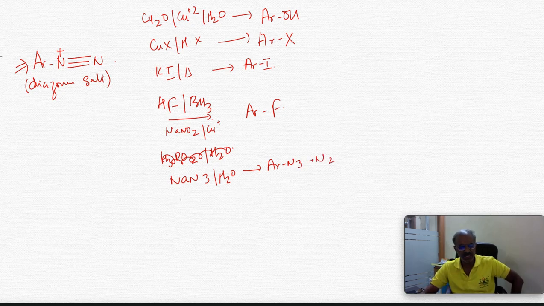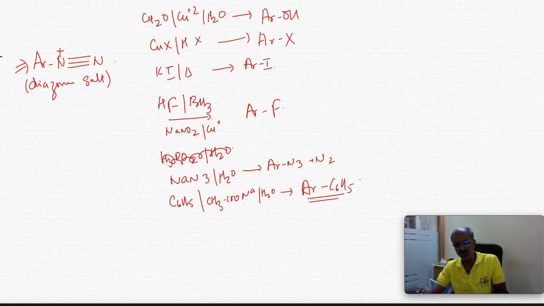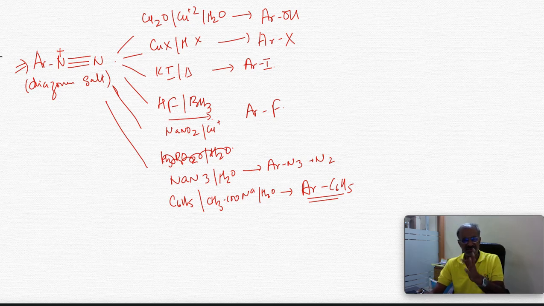Now this, on treatment with, you can say, benzene C6H6 in the presence of sodium acetate CH3COONa and water, then it will give me Ar which is attached to another C6H5. That means I can say a diphenyl type of compound is formed. So you can see a diazonium salt can give so many types of reactions. Many more are there, but I have taken just a few examples.